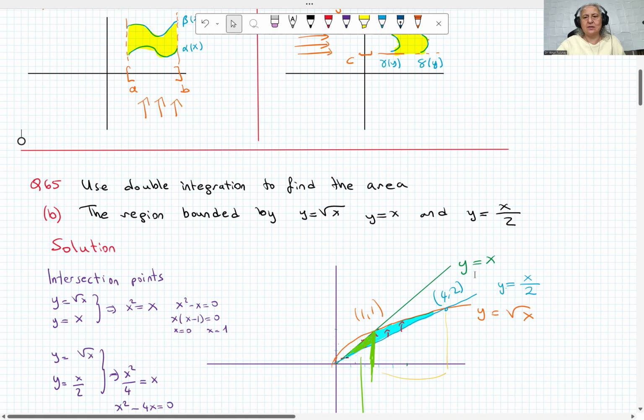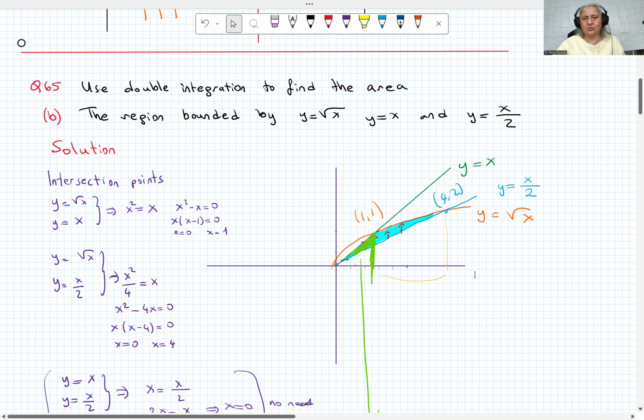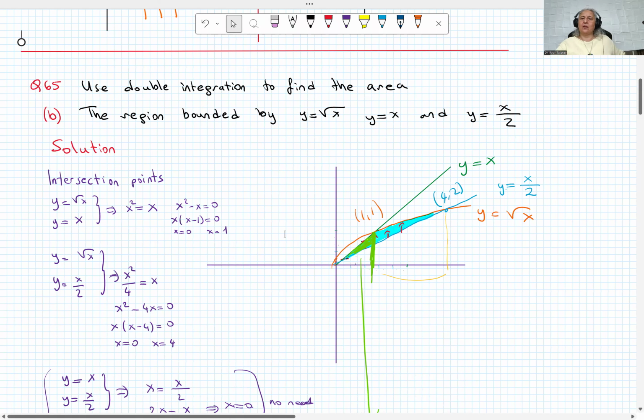Let's do question 65. Now we would like to use a double integration to find the area of the region bounded by y equal to root x, y equal to x, and y equal to x over 2. For this question, you have three curves, and you want to decide exactly the region. You're interested in the intersection points of those because the area that you're interested in is defined by these curves.